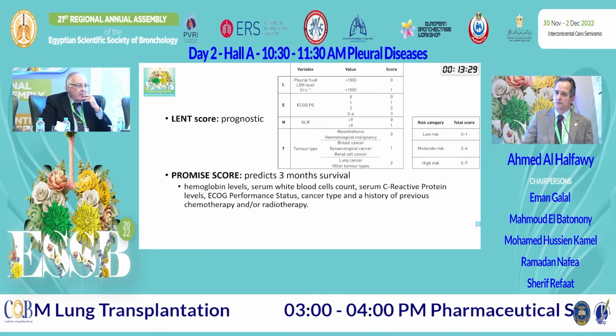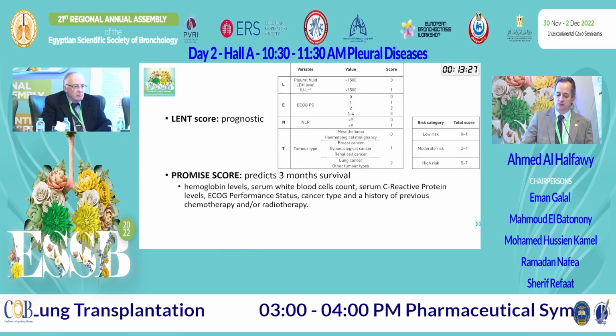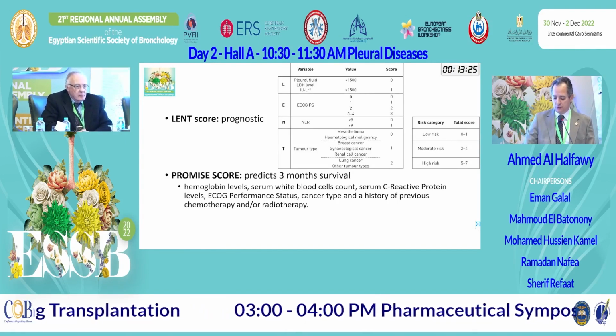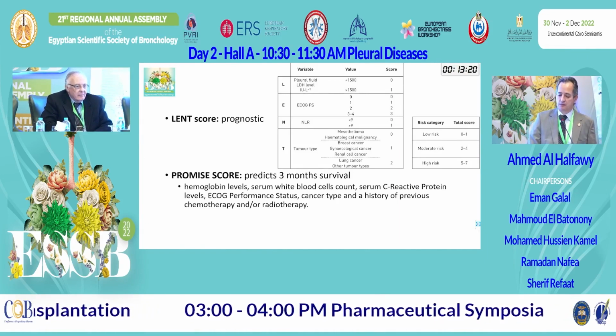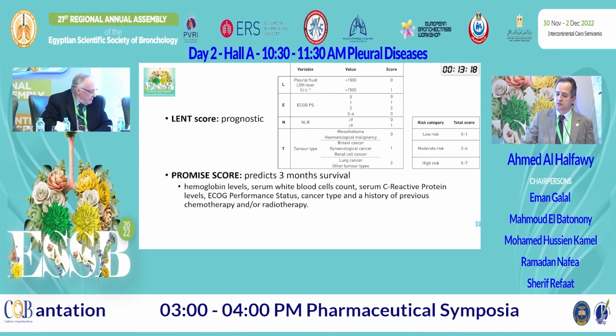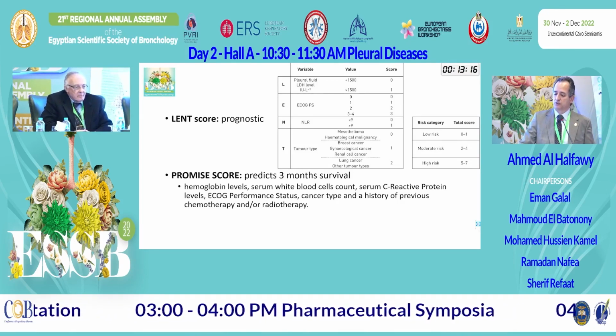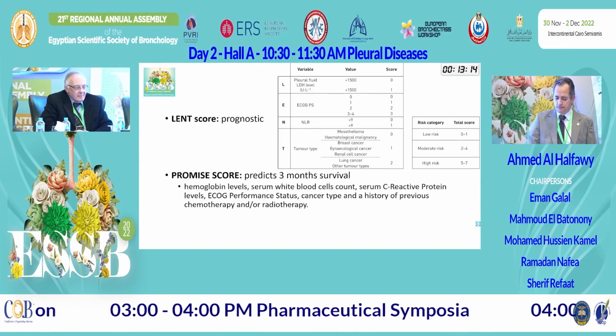And we can predict mortality or performance of these patients using the LENT score or the PROMISE score. Dr. Najib has mentioned also the RAPID score in infections, but the LENT score categorizes patients into low risk, moderate risk, and high risk. So they're very useful.